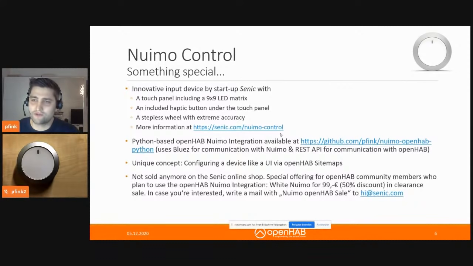a touch panel on its front with an LED matrix, and also a haptic button which is under the touch panel. And what you can do here is basically use it as a fully fledged UI for your openHAB. Of course, what it can show is a little bit limited by the LED matrix. And I was thinking about the question, how do you integrate such a device with all its possibilities into openHAB?